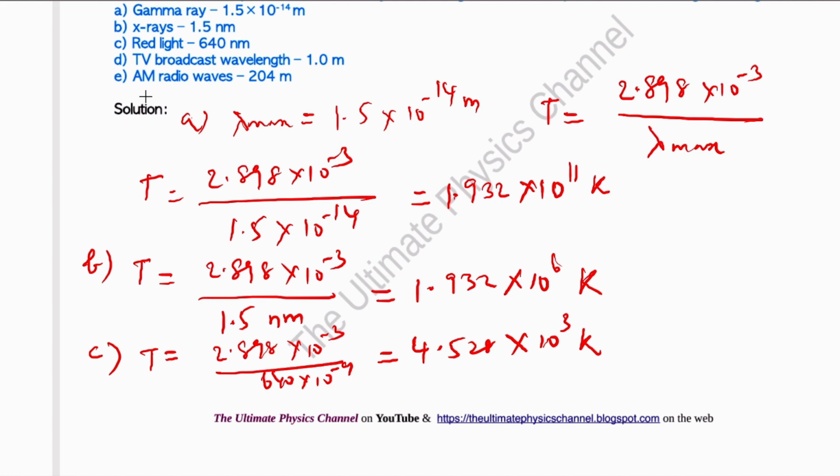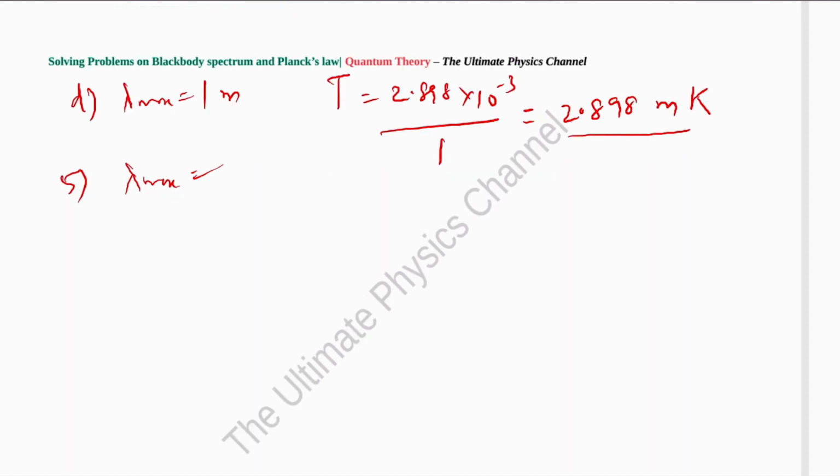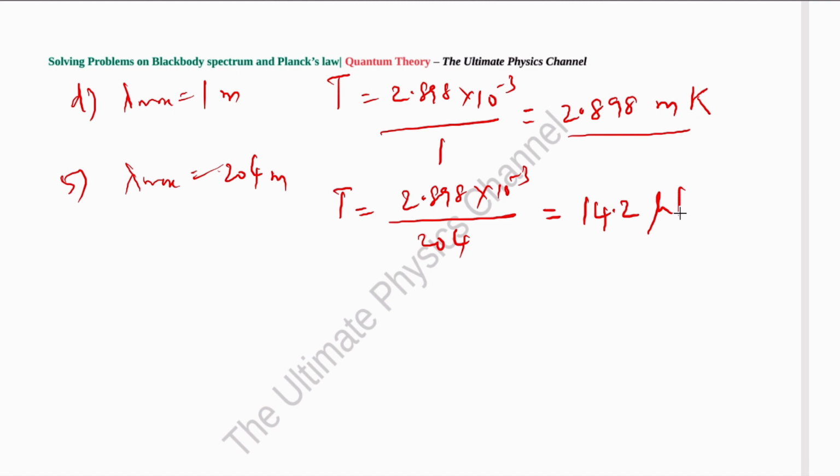or amplitude modulated radio waves, which is given to be 204 meters. They are large waves, having wavelength in the range of 200 meters here. So that is 204 meters. So T is equal to 2.898 into 10 power minus 3 over 204. If this is worked out, we would get a temperature of about 14.2 microkelvin.